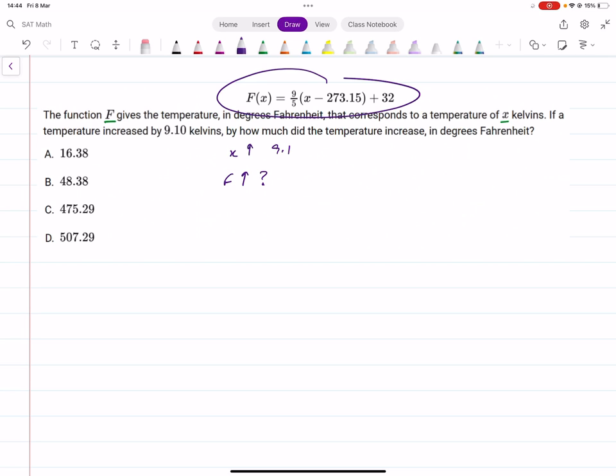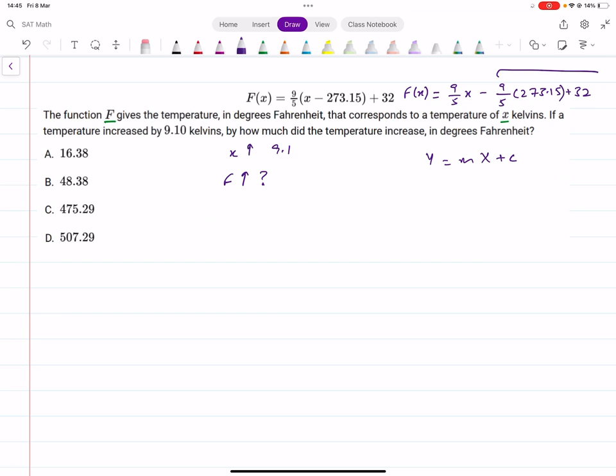Now let's have a look at the function that's given. So it's 9 over 5 multiplied by X minus 273.15, plus 32. It's a linear function, right? We could simplify this if we wanted. If we simplify this, we get 9 over 5 X minus 9 over 5 times 273.15, plus 32. So this is actually a linear function that looks like this: F of X equals 9 over 5 times X minus this whole thing. Think of it as y equals mx plus c.